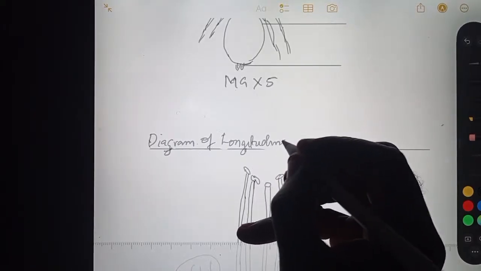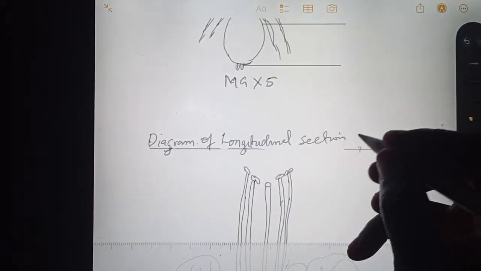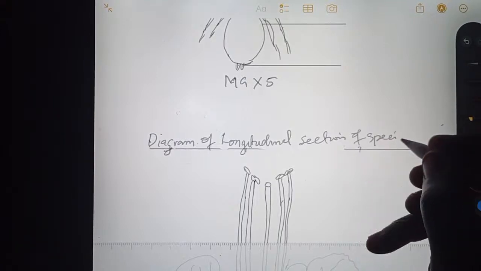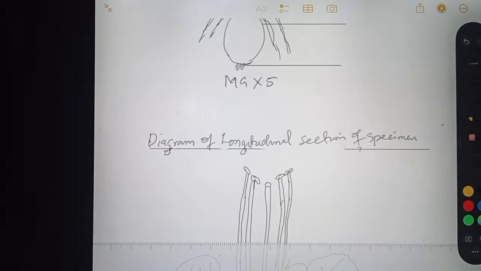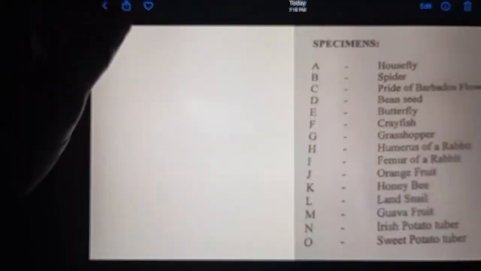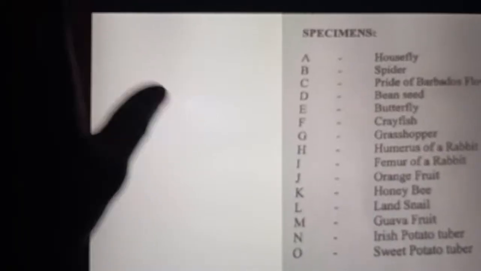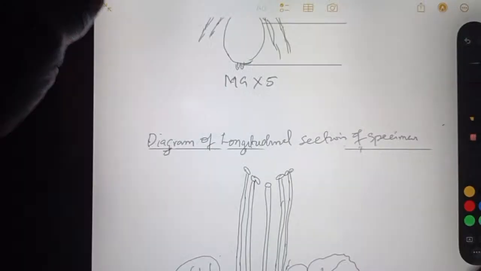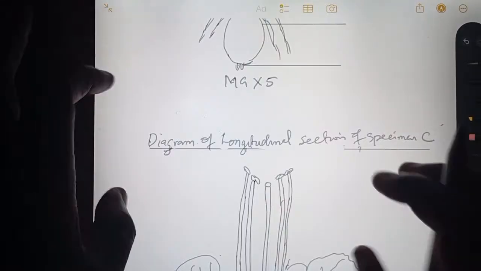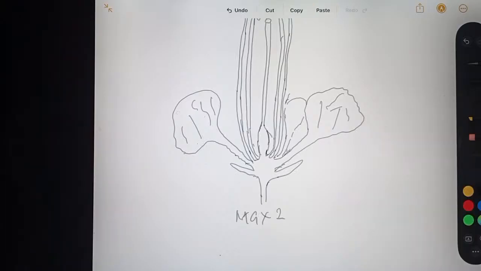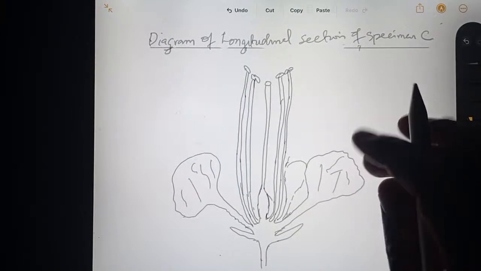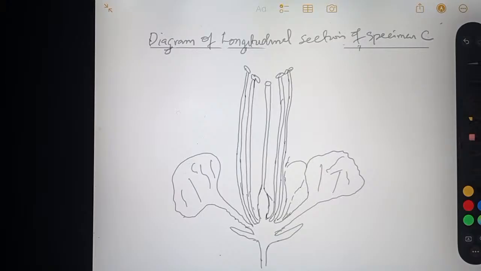So you say longitudinal section of specimen. I don't know the actual specimen. Maybe let me check the list of specimen here. Pride of Barbados is specimen C. Okay, drawing of specimen C. Got your mark covered. So other things that I did not treat in the previous video, I have to lay more emphasis on them. Remember, your lines of label must be straight, no shading of any type.